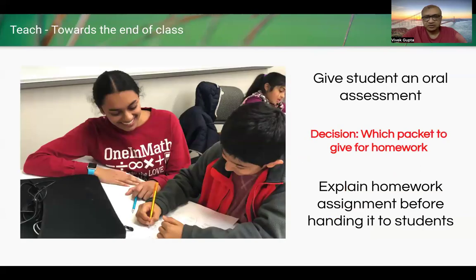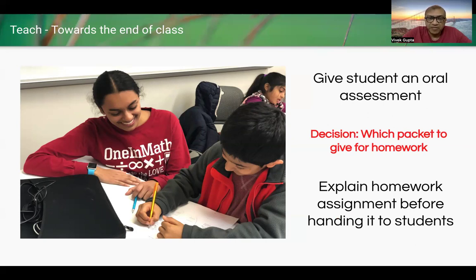So now we talked about, in the beginning of the class, what happens during the class, and now what happens towards the end of the class, right? There's the three sections of the class. So number one, you want to give an oral assessment to the student itself. So you want to know how the student is done with the packet. Do they know the actual concepts and the knowledge of whatever is covered in that packet?